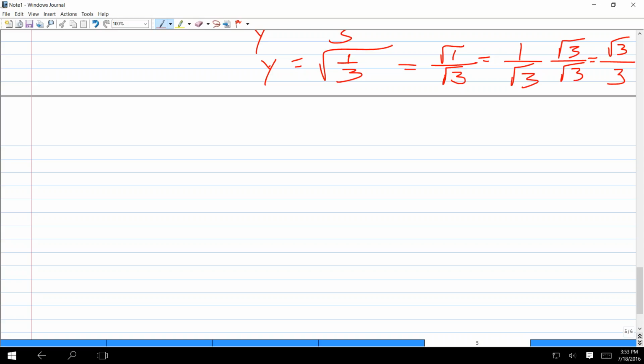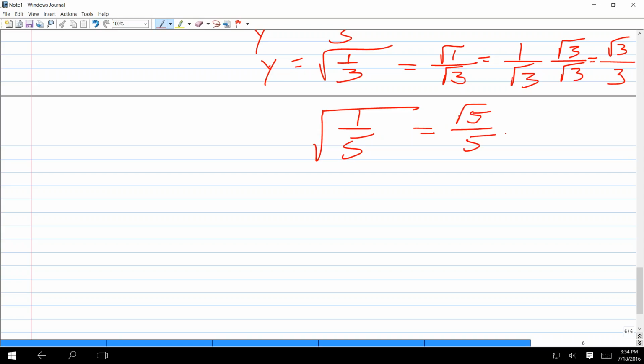Whenever you see something like that, where you have the square root of a fraction, know that that's not going to be a final answer because it always has to be rationalized. That's going to turn into square root of 5 over 5.